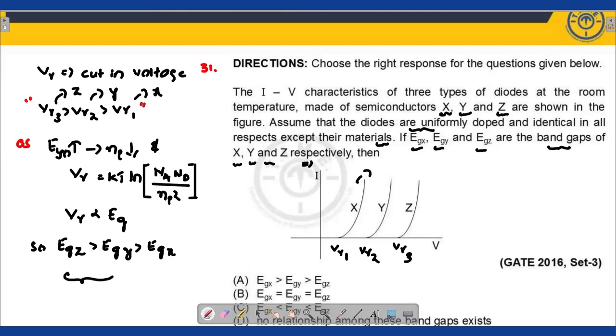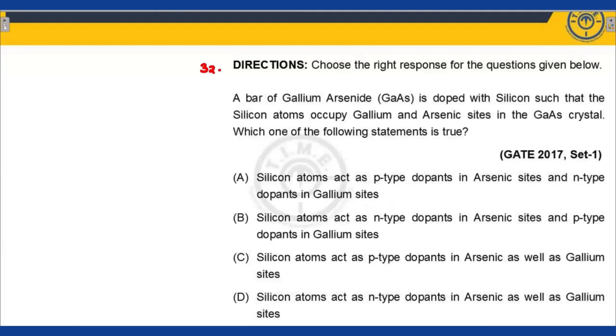So the answer is what, my dear friends? The option is C. You are going to get the question over here. Next, question number 32.